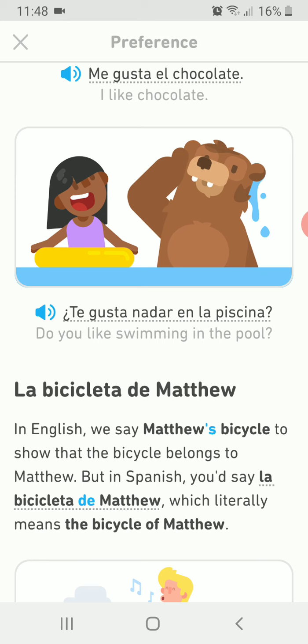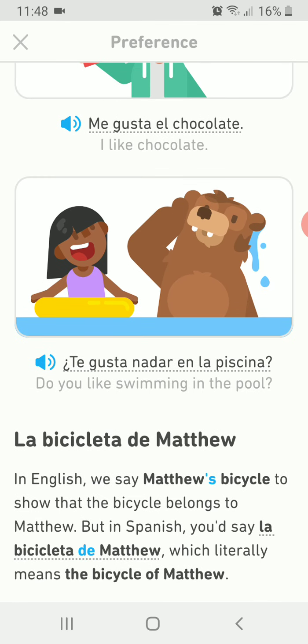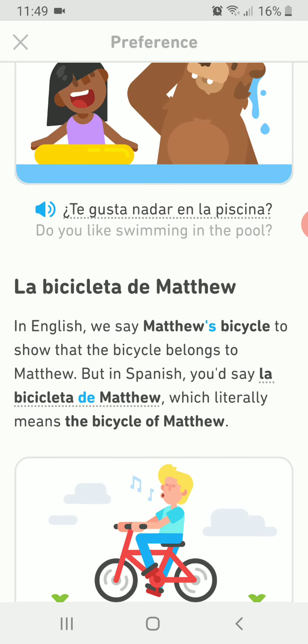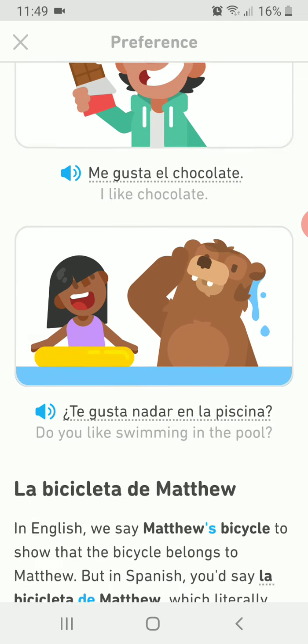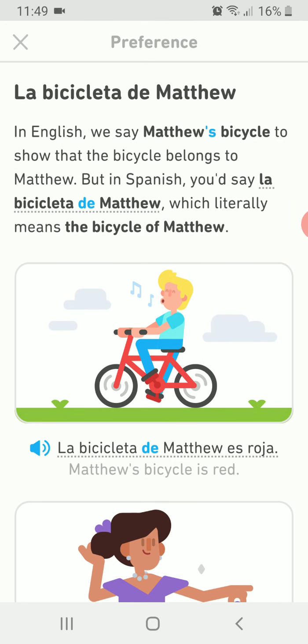And te gusta nadar? Here, of course, we don't need to use any article because it's not a noun, it's a verb. So te gusta nadar, te gusta caminar. Do you like to walk? So let's see some more grammatical rules for today.